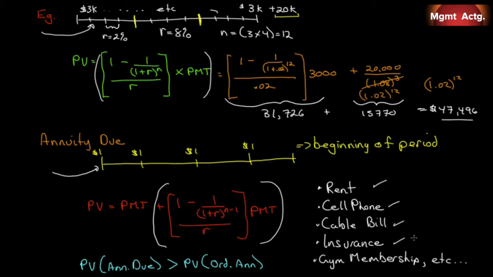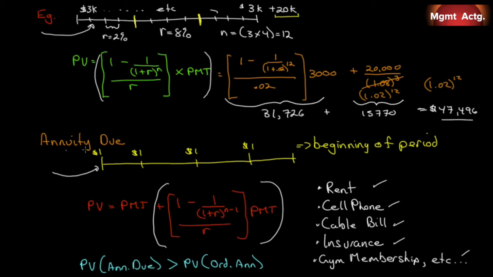Your insurance for your vehicle, you pay at the beginning of the month, and it covers the month. Your gym membership. So almost everything you pay is an annuity due for the person selling you the service. So if you have a business and you have customers, your job is to say, how do we get them to pay at the beginning of the period and not at the end of the period?